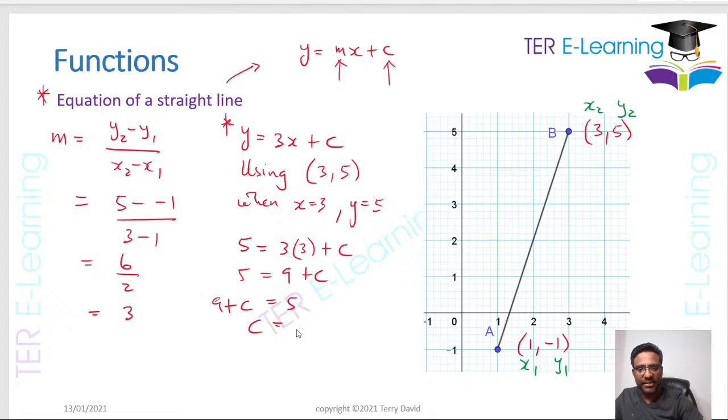So therefore c is equal to 5 minus 9. Therefore c is equal to minus 4. So therefore my equation of my line is y is equal to 3x minus 4. Right? That's my answer. Now this is a typical examination question, guys. So make sure you understand how to do this.